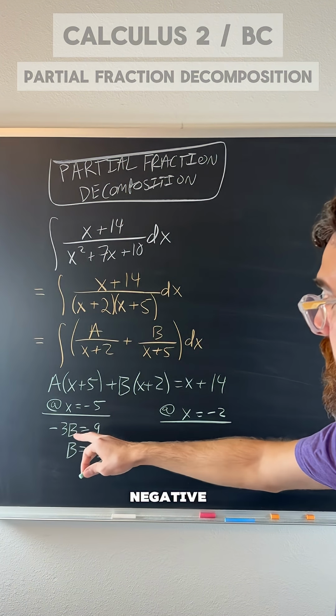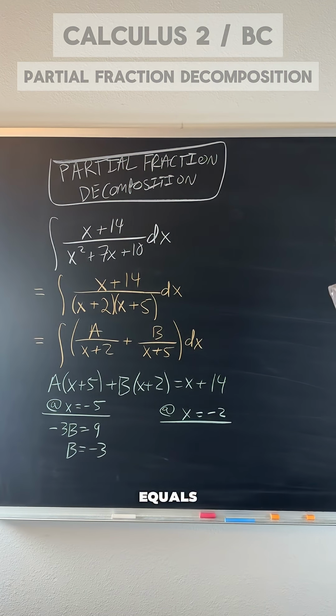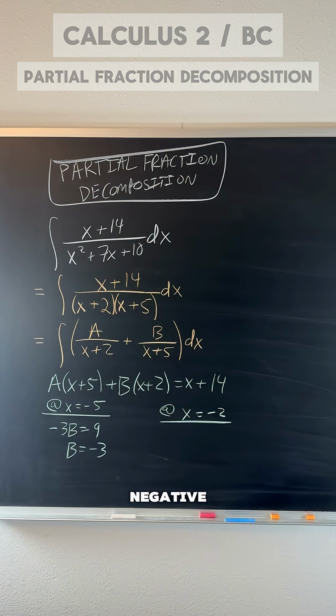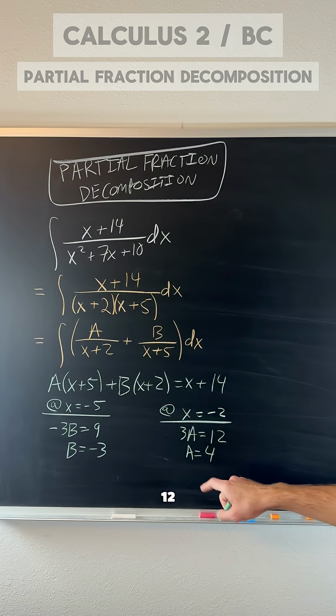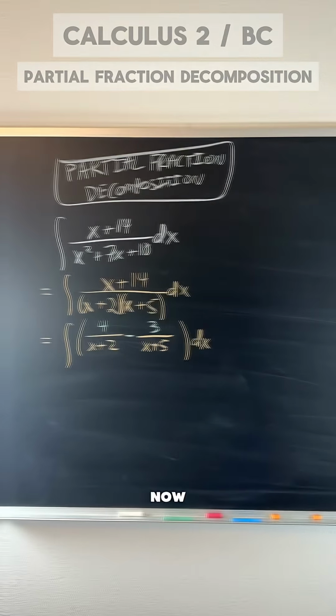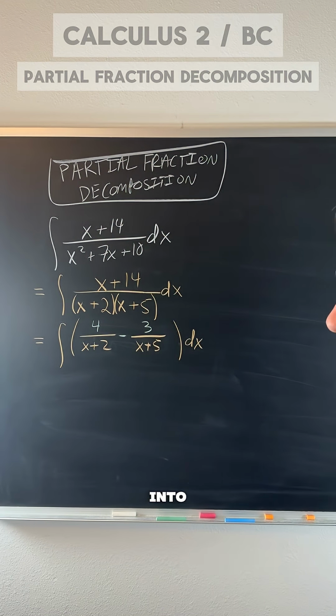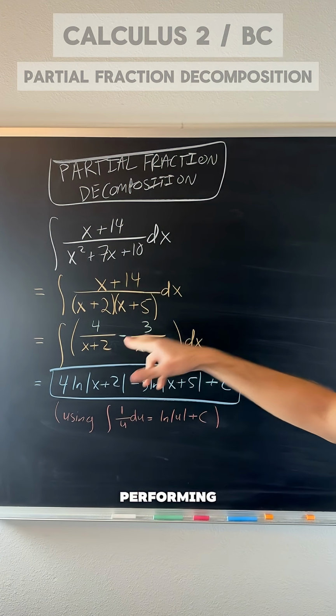Plugging that in, we get -3B equals 9, or B equals -3. Now moving on to x equals -2, we end up with 3A equals 12, and therefore A would equal 4. Now that we know A and B, we go ahead and plug them back into our equation. Then we just wrap up by performing the integral.